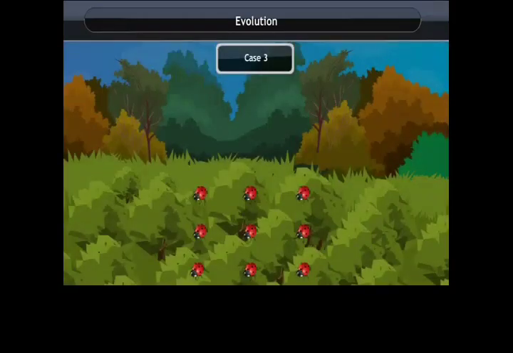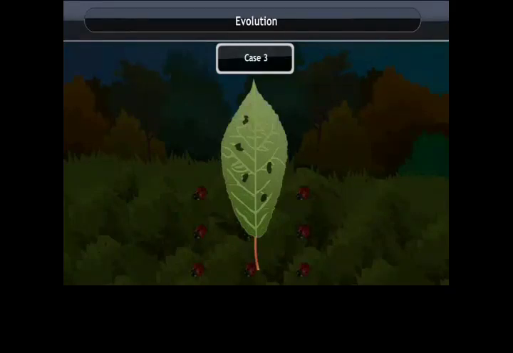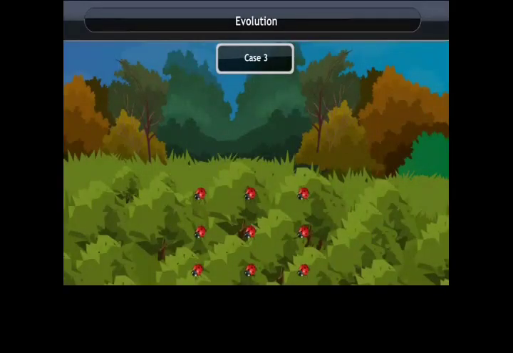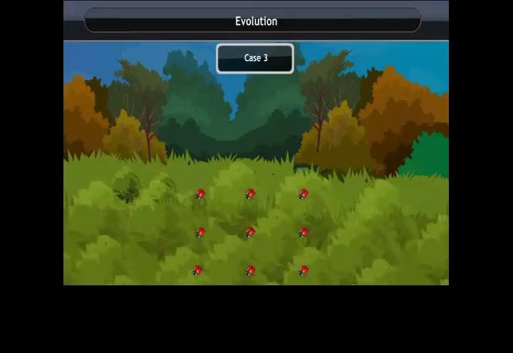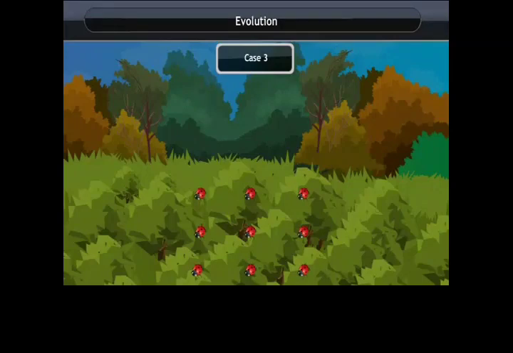Now consider case 3. In this case, as the beetle population begins to expand, the bushes start suffering from a plant disease. The average weight of adult beetles decreases, but there is no genetic change occurring. After a few beetle generations, the plant disease is eliminated. At this time, what would we expect the weight of the beetles to be? The beetles will grow to normal size.